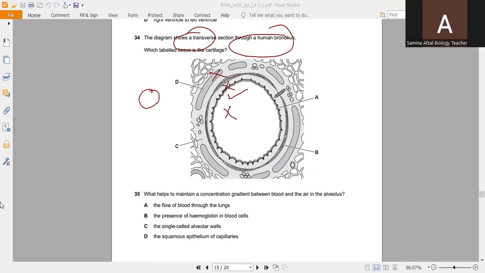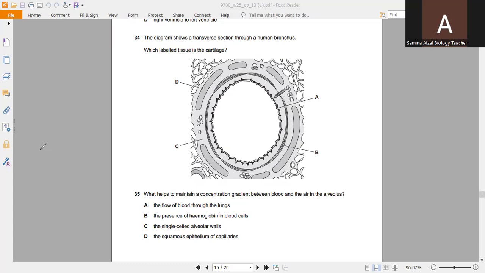Now, question 34, MCQ. The diagram shows a transverse section through a human bronchus. Which labeled tissue is the cartilage? If we see the cross section of a bronchus, cartilage appears as large, distinct, curved blocks or plates located on the outermost layer of the bronchial wall. Its role is to support the airways and prevent them from collapsing. So clearly, we can see that D is the one which will hold it up and help it not to collapse.